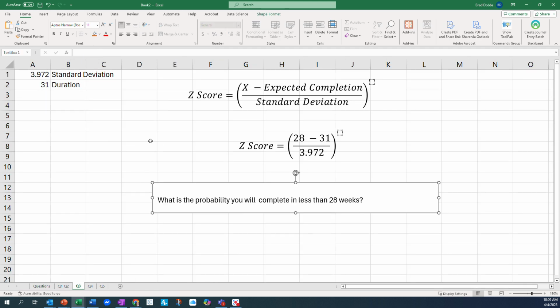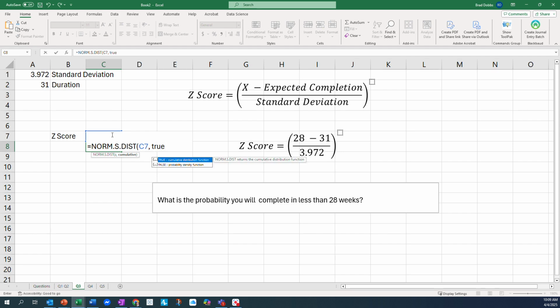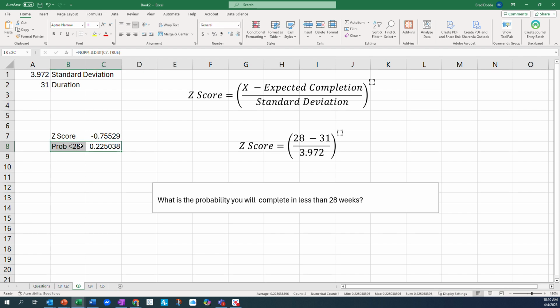So for my next one, we want the probability in less than 28 weeks. 28 weeks is less than 31, so we expect that is going to be less than 50%. So my numerator is going to be now -3, divided by 3.972. This is my z-score. We use the same function here, NORM.S.DIST of my z-score and TRUE. So now my probability of less than 28 weeks is 22%.